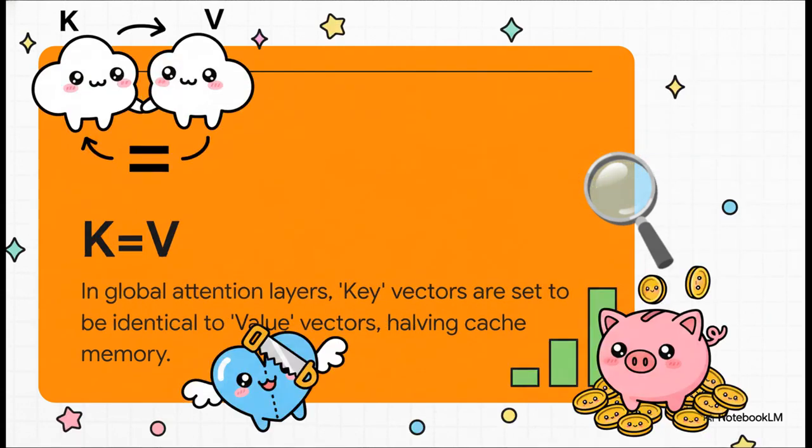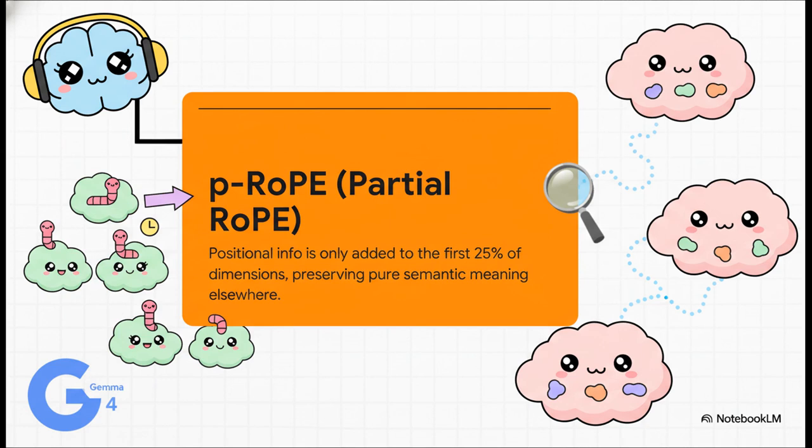Trick number 2 is one of those things that's so simple, it's genius. For those big, expensive global layers, the model basically says, you know what? The signpost pointing to the information and the information itself, let's just treat them as the same thing. And boom, just like that, you've cut the memory you need for that part in half. It's a huge saving.